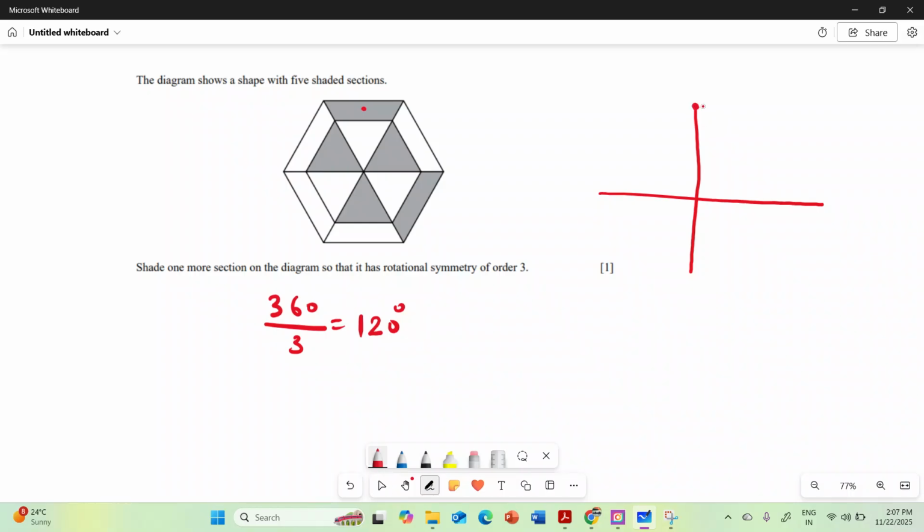And if I rotate this one, because this is 120 degrees, if I rotate this side, here it is 120 degrees. This is 120 degrees. And if I rotate this one, this shape should be shaded. So this one is the shaded one. So this is the answer to this question.